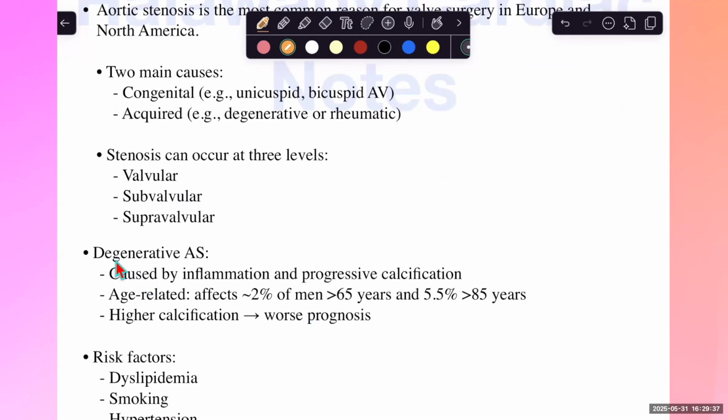Now he's speaking a little bit about the degenerative type. Okay, it's mainly about age. The more aging, the more inflammation in the valve and progressive calcification. This is the magic word. Progressive calcification usually affects around 2% of men older than 65 years, and 5% of patients older than 85 years. And the higher the calcification, the worse the prognosis.